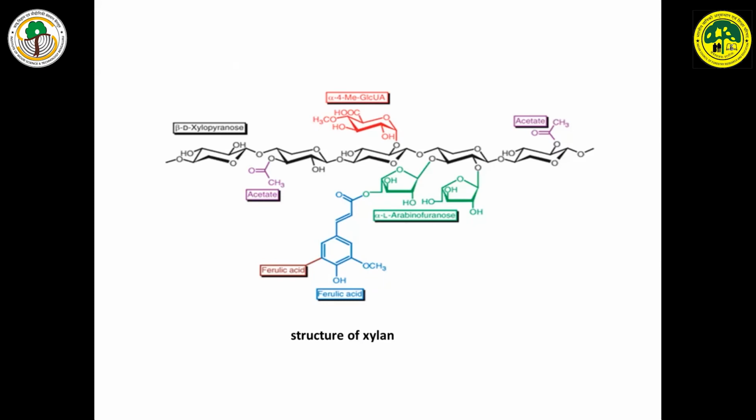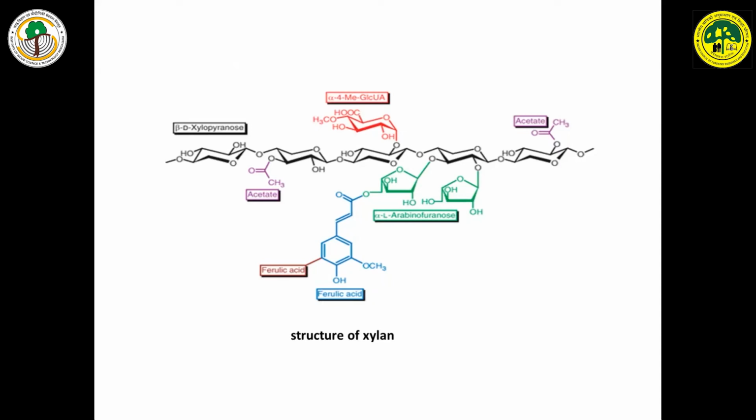That means the black color backbone of the xylose residues are connected to different monomers. So all those represented are the monomers. Above in the red color that represents glucuronic acid. Glucuronic acid is connected to the oxygen linkage, and the acetate group is also connected in the downside.